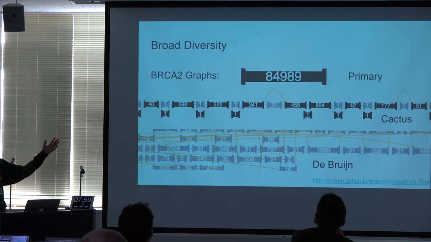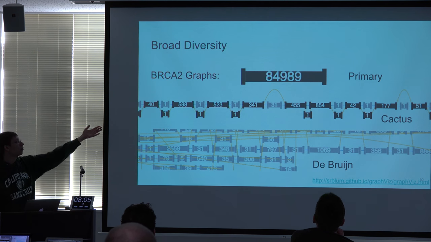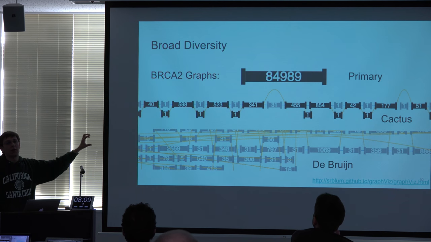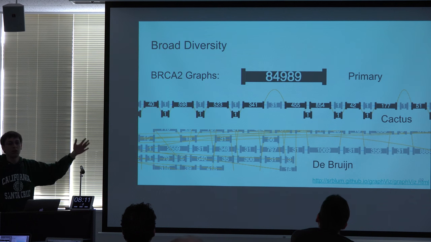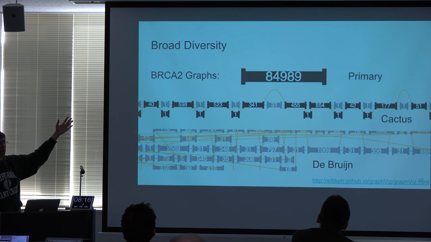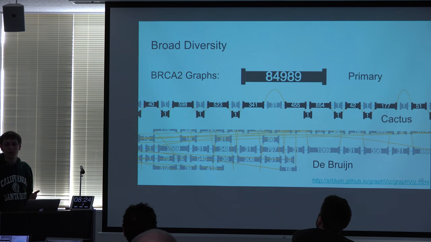So we got a broad diversity of different kinds of graphs from the submitters, ranging from the primary, we called it primary, the control graph that's just the primary reference sequence for whatever region we're talking about. Here we're looking at BRCA2, which was one of the test regions. So primary is just a single sequence of 84,989 bases, and that's the graph. It's a very boring graph, but it's a graph, and if you can't beat this graph, your graph is not very good.